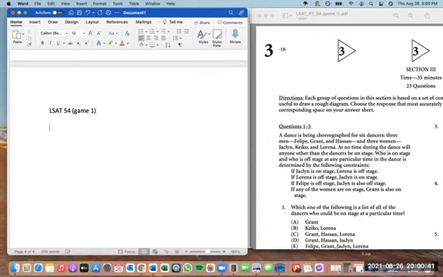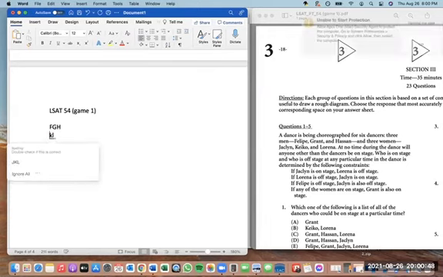So we've got 3 men, F, G, and H, and we have 3 women, J, K, and L. Again, because I have subsets here, I'm going to use uppercase and lowercase to distinguish them. At no time during the dance will anyone other than the dancers be on stage. Who's on stage and off stage at any particular time is determined by the following constraints.